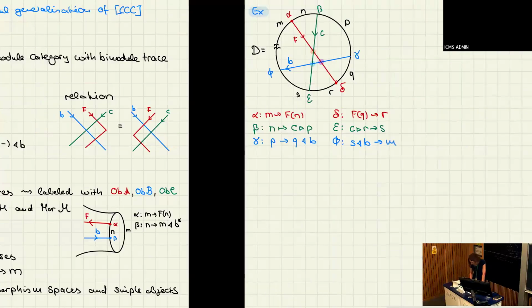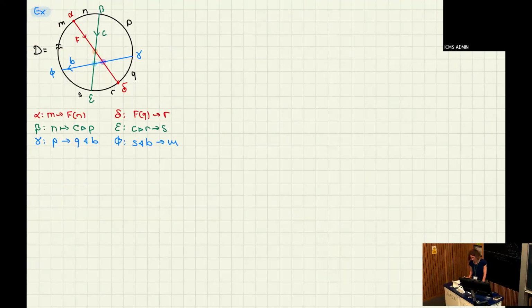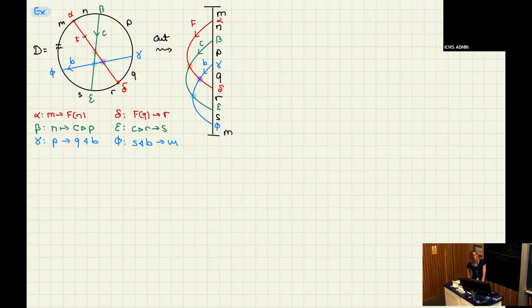And I want to illustrate this with an example. So here we have such a disk with curves and crossings and some labels at the boundary. What you do then is you can cut open the disk somewhere, maybe not at the end point of a line, and then you straighten the disk to a line.